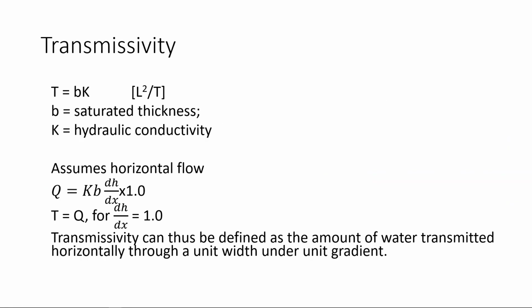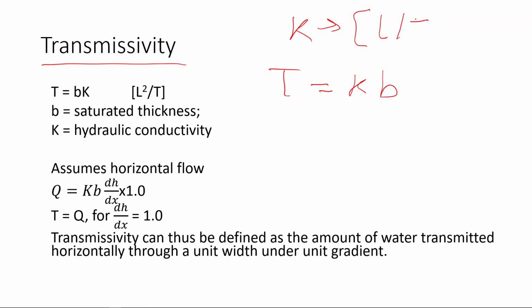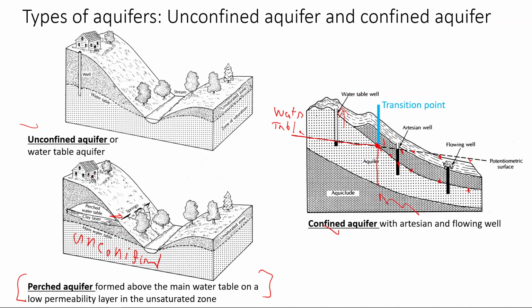Now, the last thing I want to do in this video before we stop is to introduce a new concept, which is called transmissivity. We talked before about hydraulic conductivity, okay? Now, transmissivity is hydraulic conductivity times your aquifer thickness, so it has dimensions of L squared over T. The aquifer thickness would be here, B.